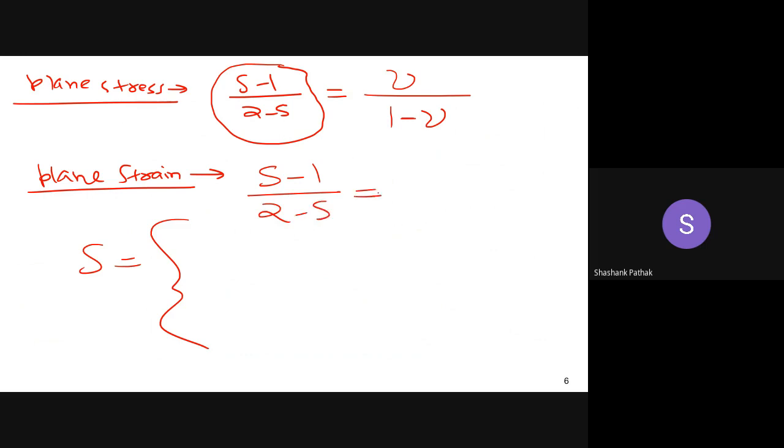Now s minus 1 upon 2 minus s for plane strain. Shiva. Sir, s minus 1 upon 2 minus s for plane strain.